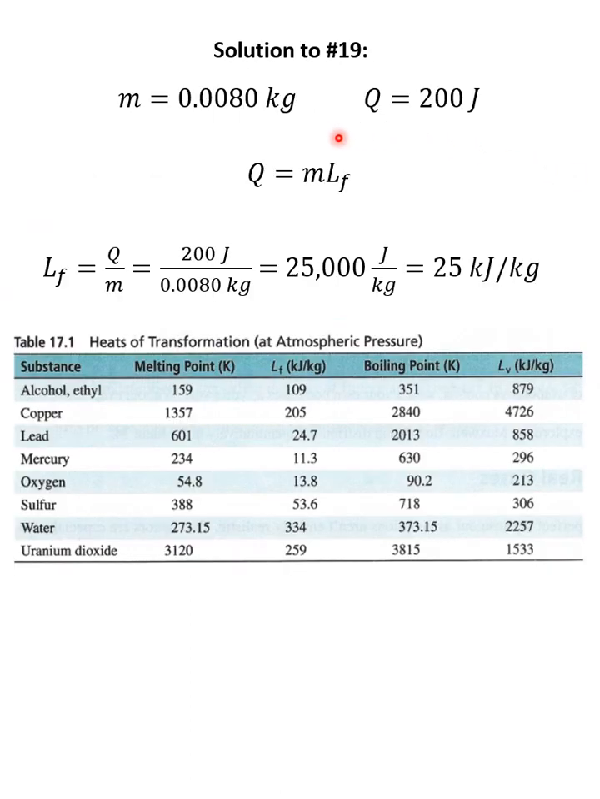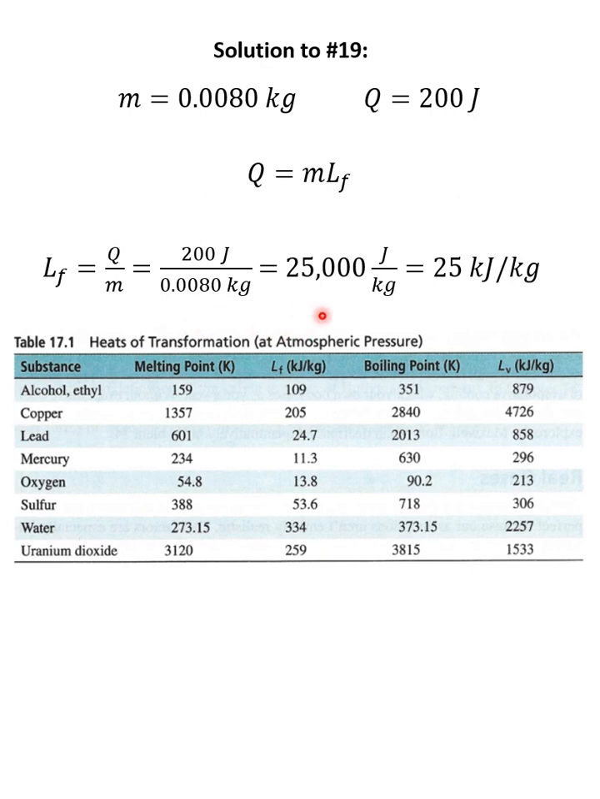So I write down the given information. Mass is, it said 8 grams, but I need that in kilograms, so 0.0080 kilograms. It says a heat of 200 joules. I need the equation Q equals M L sub F, and I'm going to solve that for L sub F, the heat of fusion. Heat of fusion for this particular experiment is the heat we put in divided by the mass, 200 joules over 0.0080 kilograms, and that gives me 25,000 joules per kilogram.